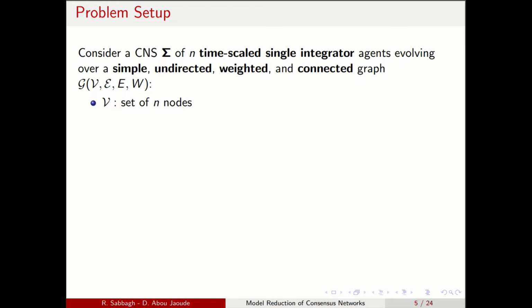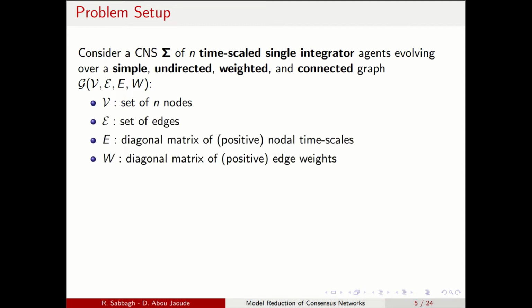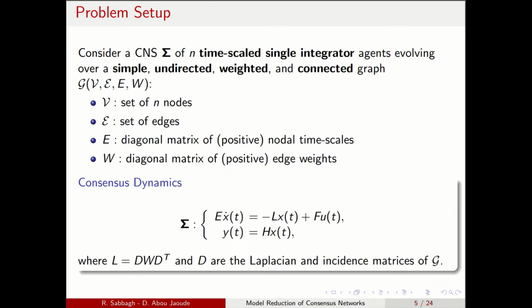So consider a consensus network system sigma consisting of time-scaled single integrator agents evolving over simple, undirected, weighted, and connected graph G, and define the following terms. E and W are positive definite diagonal matrices that contain the nodal timescales and edge weights of the consensus network. And the dynamics of the consensus network are given as follows, where X, U, and Y are the state, input, and output of the system, and L and D are the Laplacian and incidence matrices of the system's graph structure G.